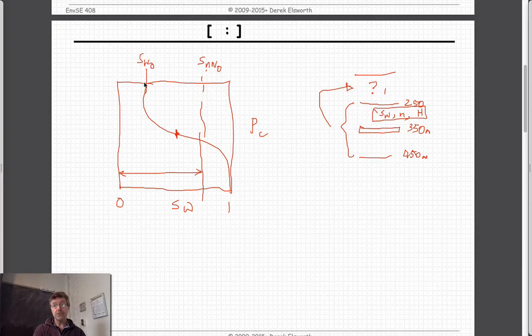So this is the irreducible water saturation. You shouldn't be able to get any more water out of here, but then you're boiling it off. So you have to think as to, if you boil it off, do you actually get out of this region and go all the way to this axis? You need to think about that.